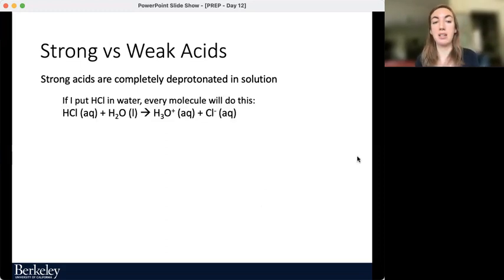So what that means is that if I have a strong acid like HCl, every single molecule, or as close as possible, will do this reaction. The HCl will be put in water. All of those HCl molecules will lose their proton, becoming H3O+ and Cl-. So HCl, if I put it in water, is a strong acid where just about every molecule will lose its proton and become H3O+ and Cl-. So that's just the definition of what a strong acid means.